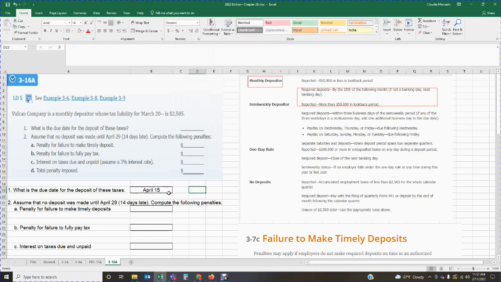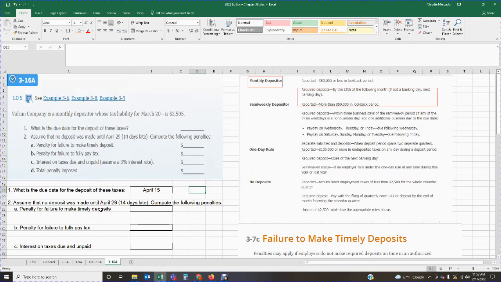Finally. So, it says here that if you're a monthly depositor, which is the case for Vulcan Company, the due date would be the 15th of the following month. The following month is April, and the 15th makes it April the 15th, the due date by when you have to make your deposit. If it's not a banking day, then it would be the next available banking day. Make sure that you refer to the type of depositor to know when you have to make your payments. Now, it says assume that no deposit was made until April the 29th.